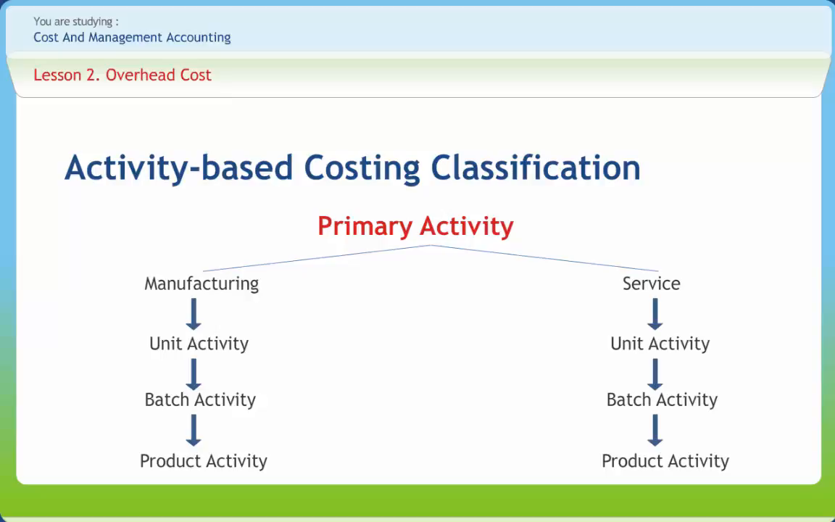units in the batch. Product sustaining activities are performed as needed to support the production of each different type of product. Examples of product sustaining activities are maintaining product specifications, performing engineering change notices, and developing special testing routines. These costs can be assigned to individual products but are not proportional to the number of units or batches produced. Facility sustaining activities support a facility's general manufacturing process. Examples of facility sustaining activities are lighting and cleaning the facility, facility security, and managing the facility.